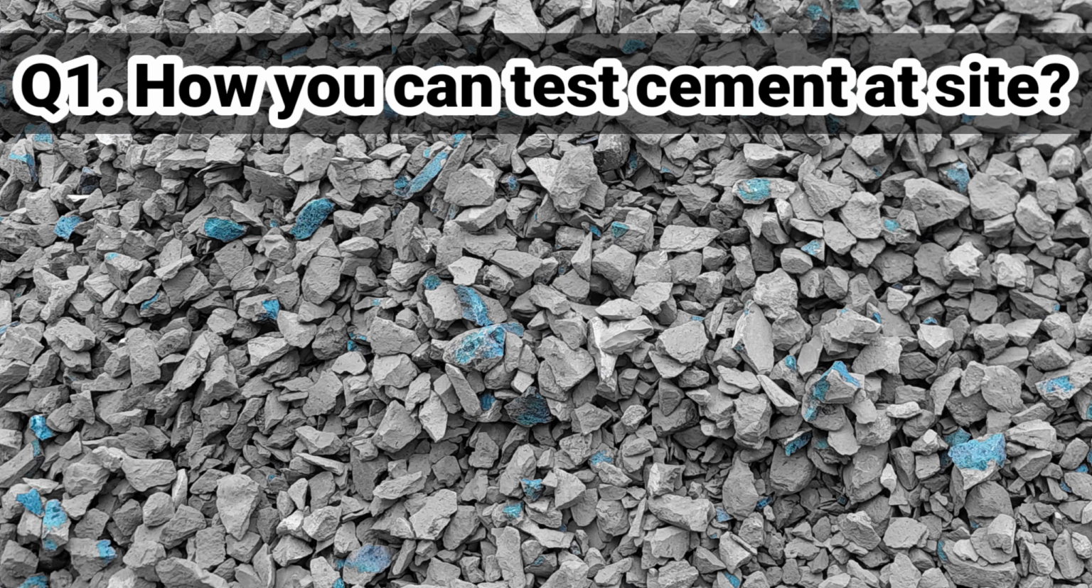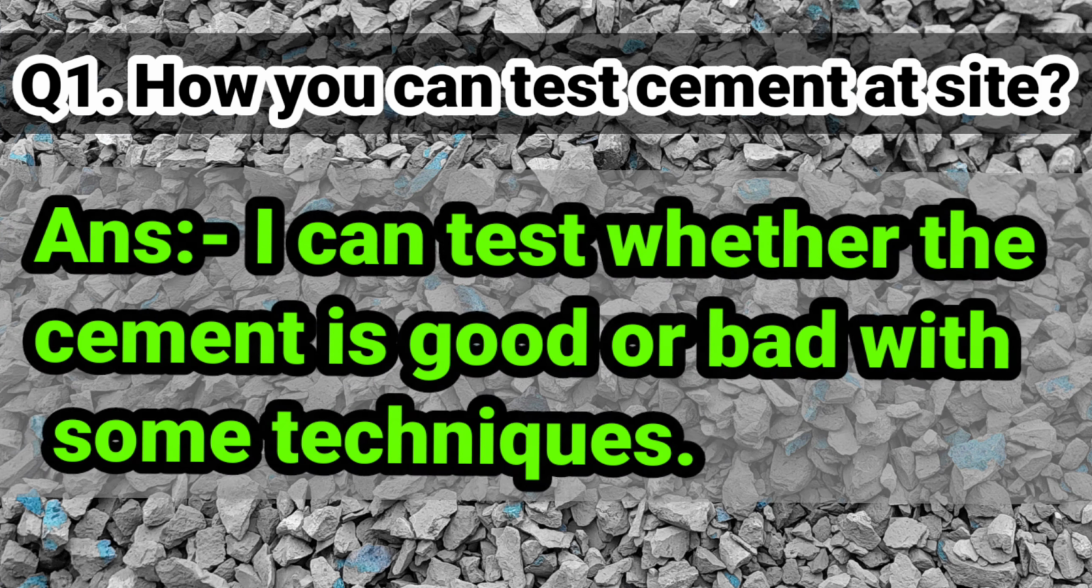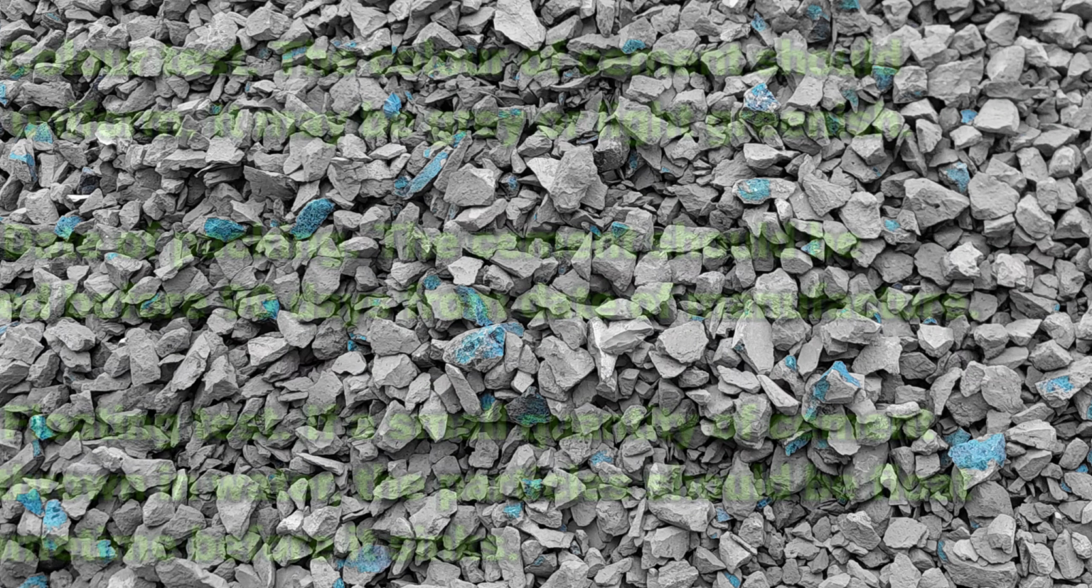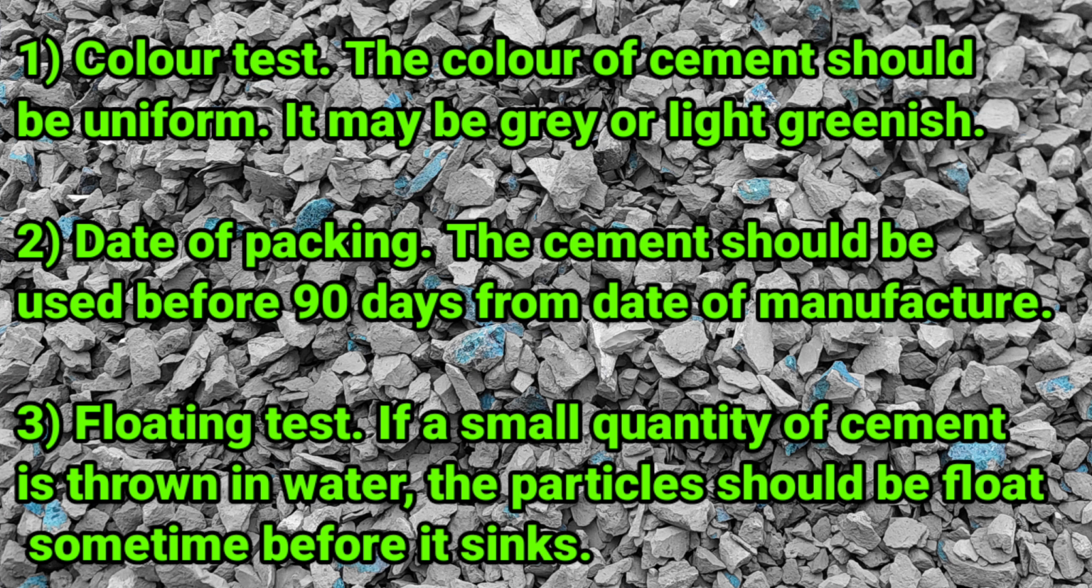How you can test cement at site. I can test whether the cement is good or bad with some techniques. Number 1, color test. The color of cement should be uniform. It may be gray or light greenish.